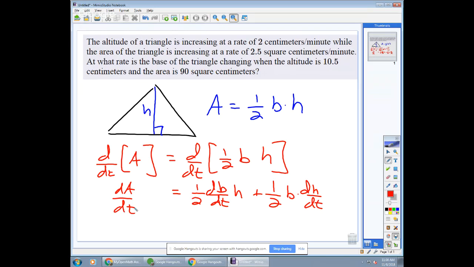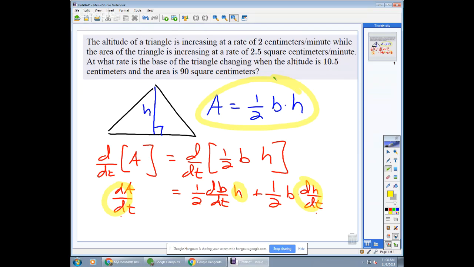So we know the altitude, dH/dt, is changing at 2 centimeters per minute. We know the area is changing at 2.5 square centimeters per minute. So circling known stuff, that's known, that's known. H and A are given. We don't need A, but we can use A and H to find B right here.